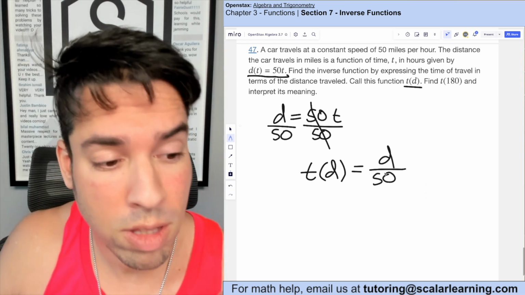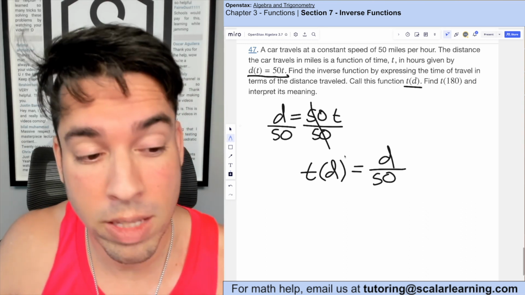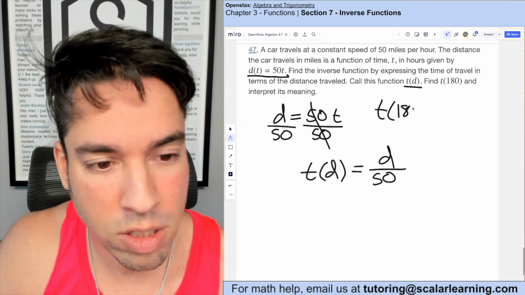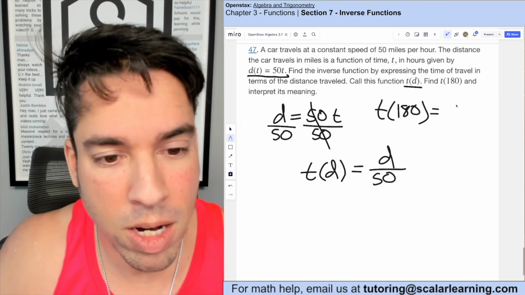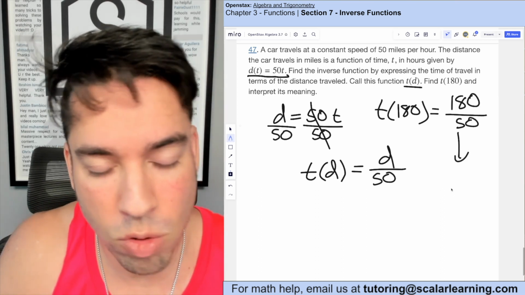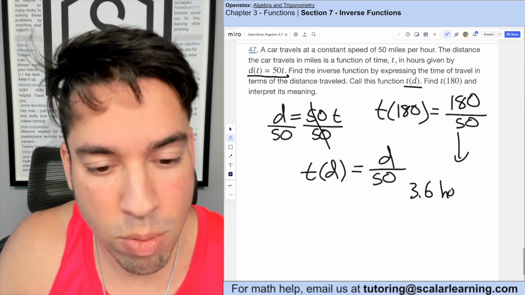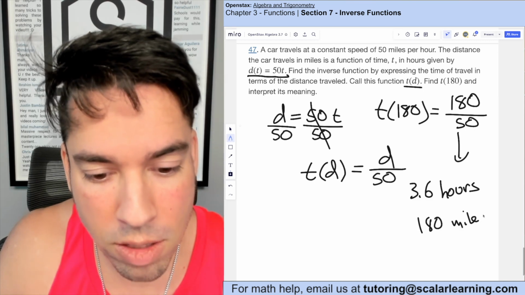This actually now allows us, if I know a particular distance traveled, to find the time that it took to travel that distance. So they want to find t of 180. So what is this asking? They're saying, what is the time it takes to travel 180 miles? So we're going to plug and chug 180 over 50. This simplifies to 3.6. So what is that? That is 3.6 hours to go 180 miles.